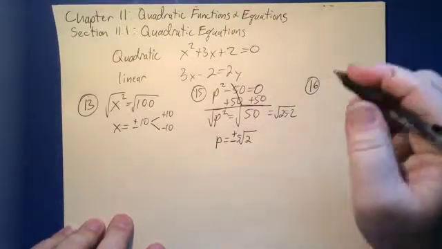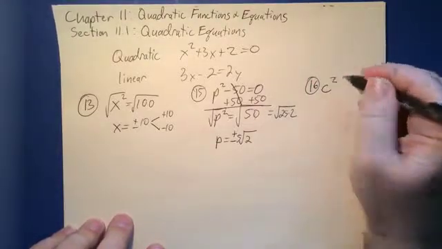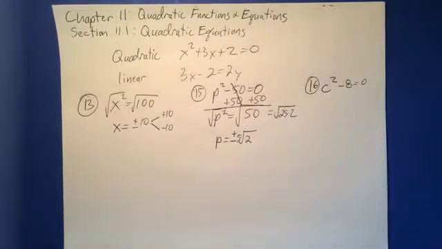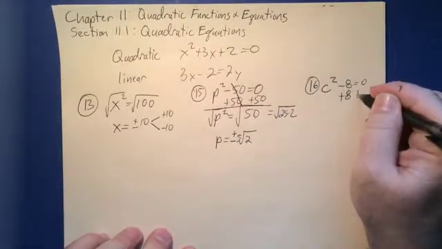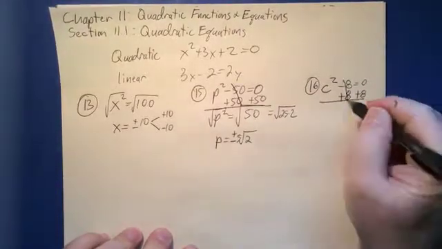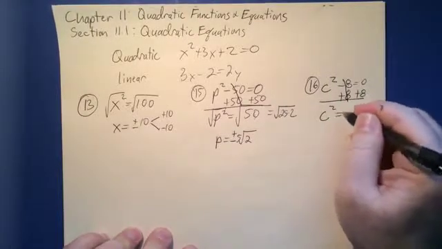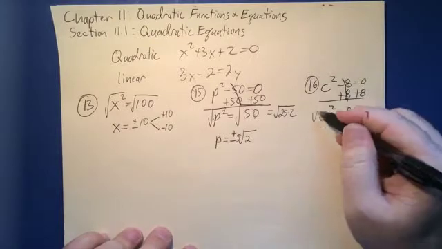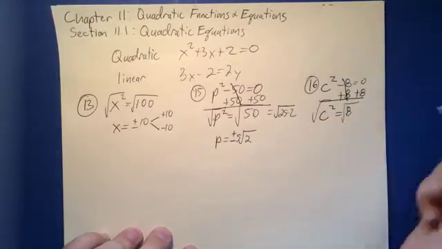This is going to be 16, and this is c to the second minus 8 is going to equal 0. Again, I have a c squared term and I have just a number. I can go ahead and add 8 to both sides. This is going to give me c squared is equal to positive 8. And because I have c squared only here, I can take the square root.